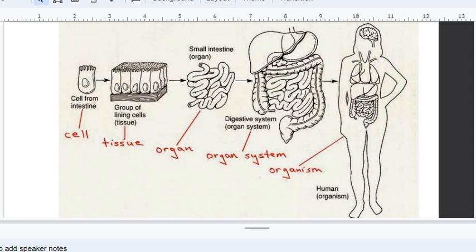Let us discuss this more precisely with an example: the small intestine, which is an organ. This is the cell of the small intestine, and these cells are stacked up and form a tissue, which by definition is a group of lining cells. These groups of lining cells stack together and form an organ, known as the small intestine. The small intestine is part of an organ system made up of the large intestine, stomach, pancreas, which is also known as the digestive system. And this digestive system is part of an organism, which is we human beings.